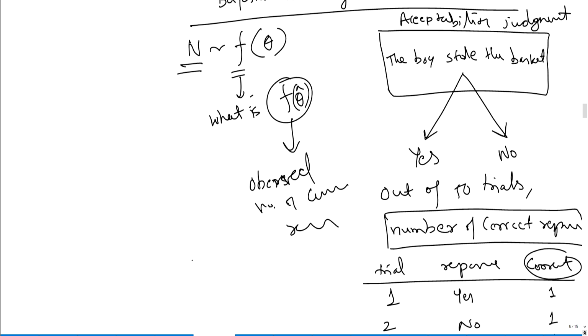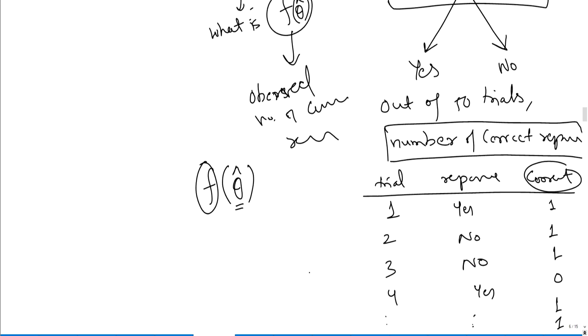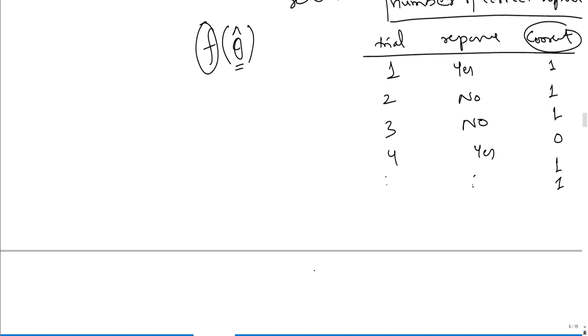We want to figure out what this function f is, what the underlying generative process f is, and what the underlying true value of this parameter theta is, that produces the observed number of correct responses. Now, how do we do this in the Bayesian framework?